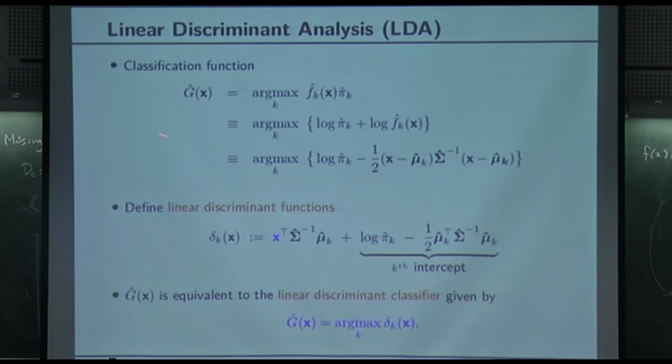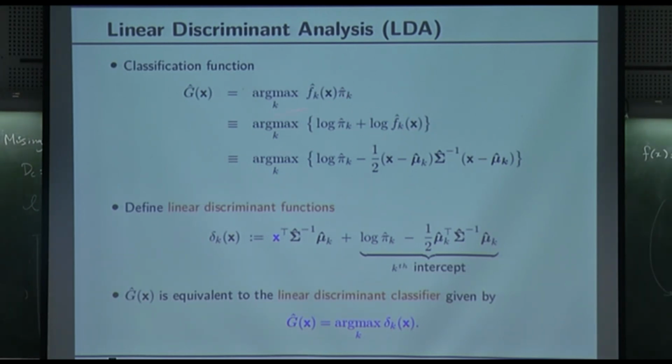Based on that, we can now create a classification function. I am given a new test point x. How do I classify this? I take the maximum over k of pi hat k f hat k of x. Taking the maximum of that is equivalent to taking the maximum of the log. So it becomes log pi hat k plus log f hat k of x.